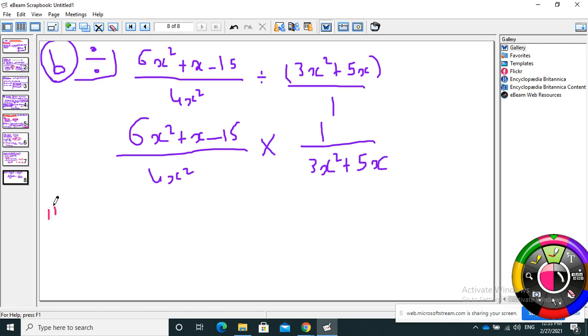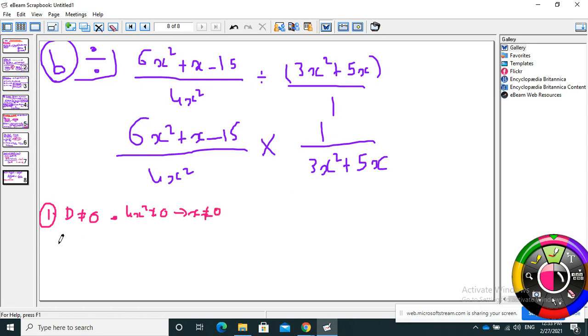Denominator not equal to 0. I have the first one, it's easy. 4x squared not equal to 0. It will give me x squared not equal to 0 over 4, x squared not equal to 0, that is, x is not equal to 0.